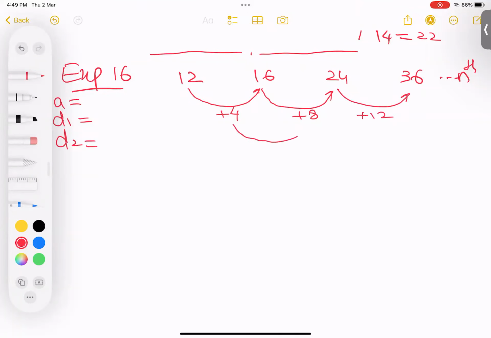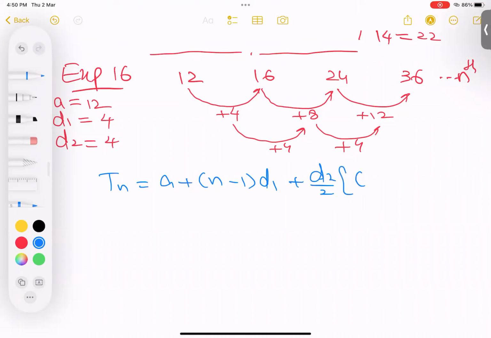Now, the second layer difference is plus 4 and again plus 4. When you see that the second layer difference is the same, this is called a quadratic progression. So 4, plus 8, plus 12. The first number, 12, is called A. This 4 is called D1. This 4 is called D2. And now I'm applying the formula. The formula is very familiar for you now: A plus (n minus 1) times D1, plus D2 over 2 in the bracket (n minus 1) times (n minus 2).